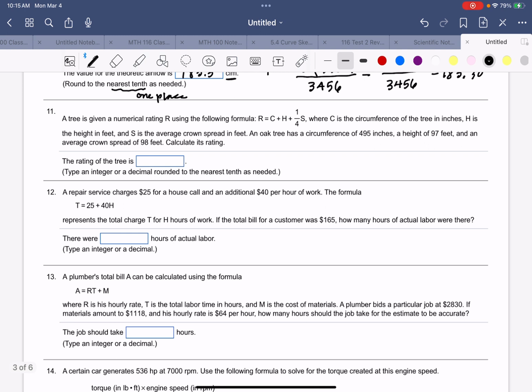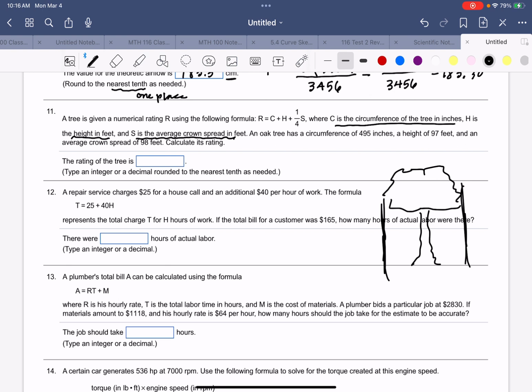Example 11. A tree is given a numerical rating R using the following formula. R is C plus H plus 1/4 S. C is the circumference of the tree in inches. H is the height, and S is the average crown spread. And so what they're talking about is you've got a tree like this, and the crown spread would be from here to here. That's how far its limbs reach out, its branches, how far those branches reach out.